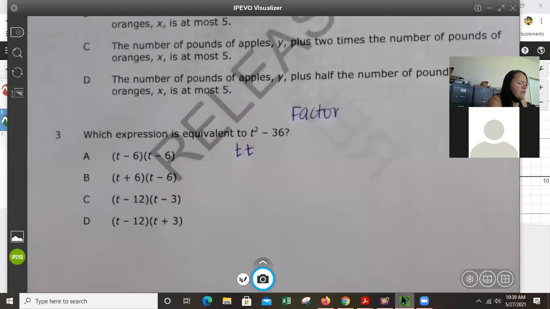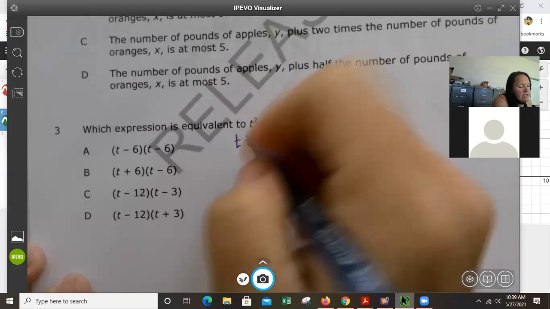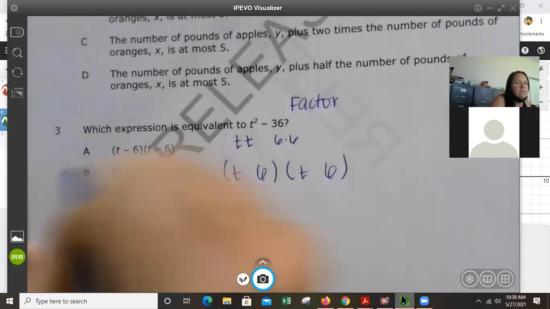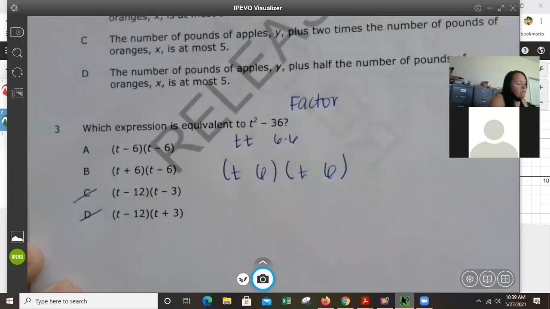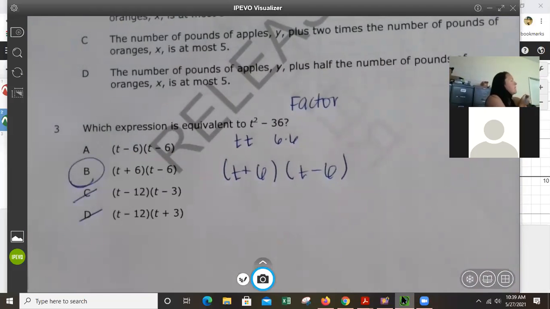What are your factors of 36? Oh, what do you notice? It's pairs. So we have a T and a 6, a T and a 6. So we know it's not C and D. Is it going to be 2 negatives or 1 positive, 1 negative? 1 positive, 1 negative. You don't need a calculator for that. If you don't like that factor of 36 and you get another one, you'll still see pairs.